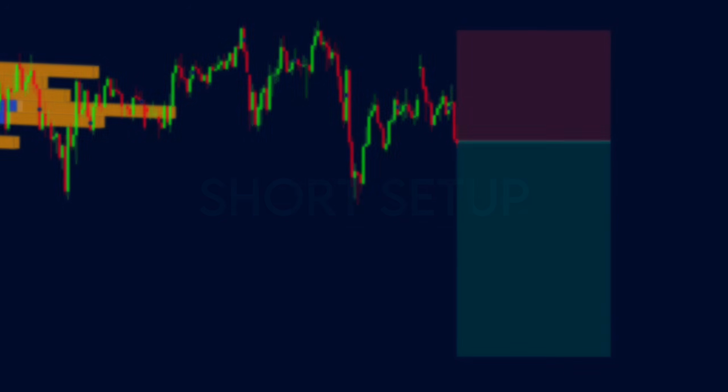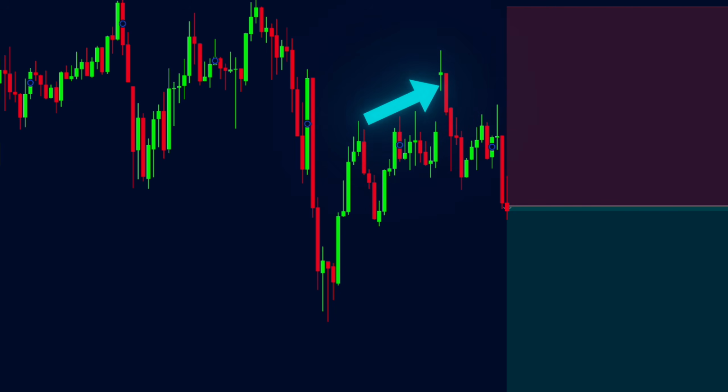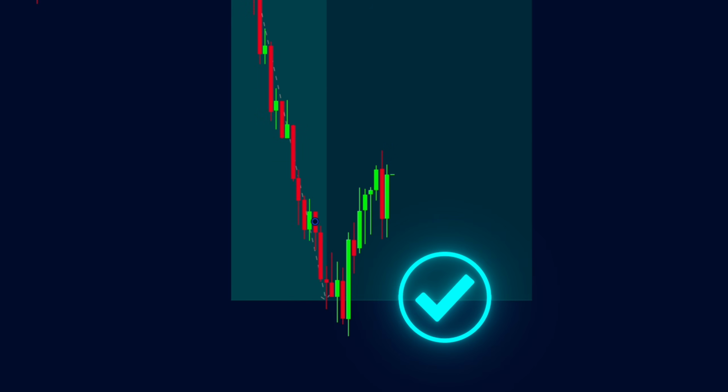Short setup. For shorts, look for a strong high volume area above the current price. Wait for price to move up into that zone. If price begins to stall or reject that level with bearish candles, that suggests sellers are active again. Enter short on confirmation. Stops go above the zone. Targets can be the next support level or previous lows.